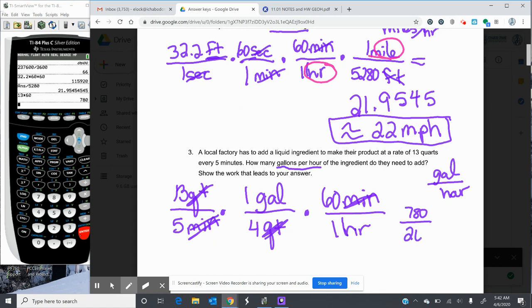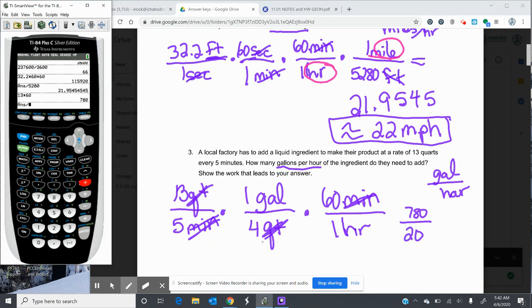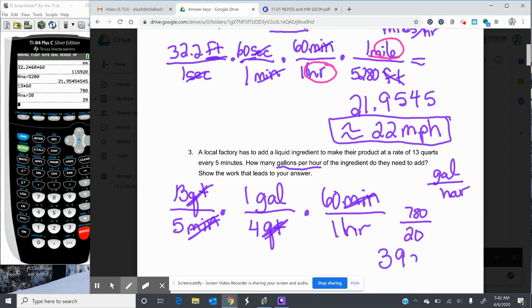divided by 20, 5 times 4. So we're going to divide that by 20. And now that'll end us with 39 gallons per hour would need to be added.